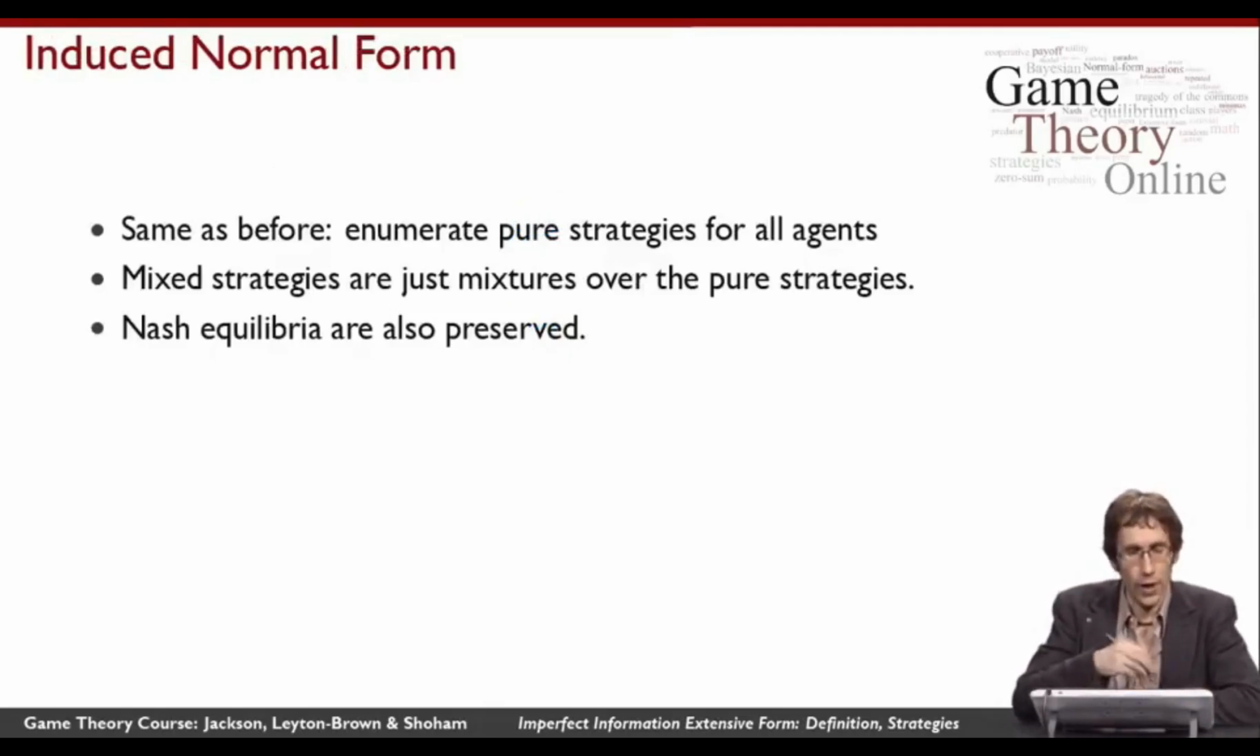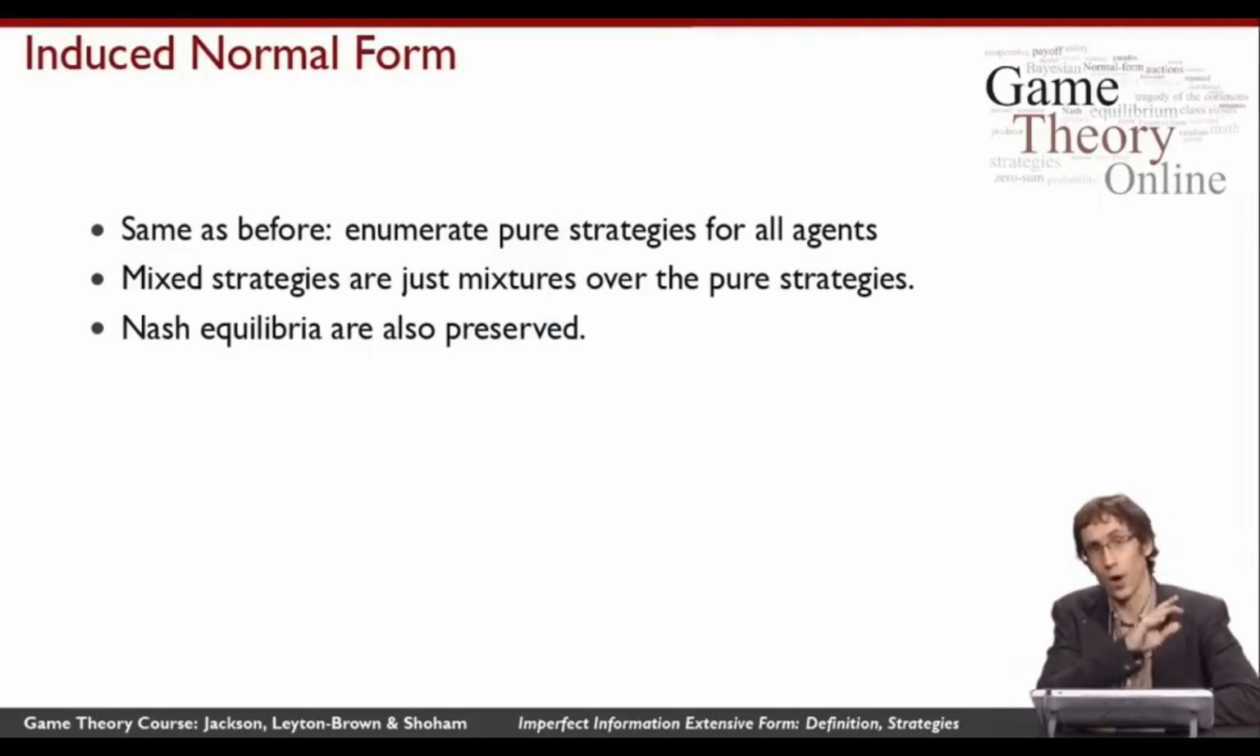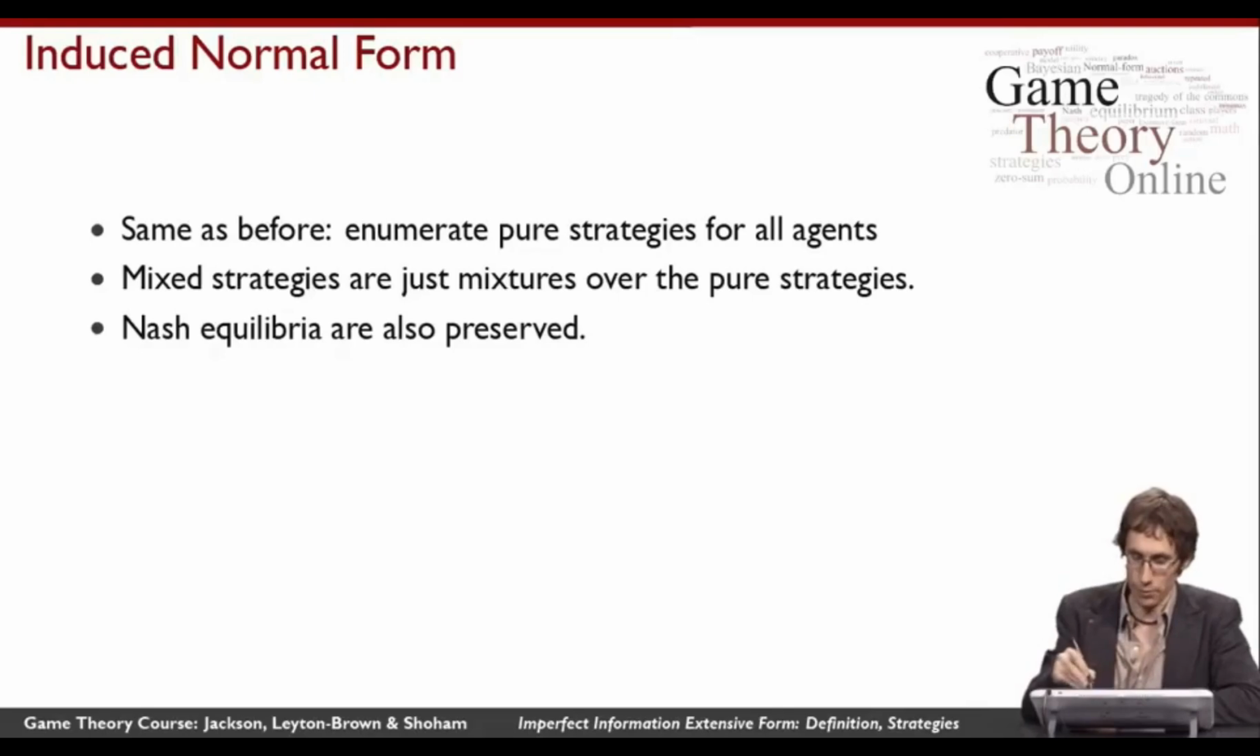So what I told you on the previous slide was how to start with a normal form game and make an extensive form game out of it. I can also still do the thing that we talked about with the perfect information extensive form, which is to start with an extensive form game and make a normal form game out of it. And the way this works is exactly the way it did before.